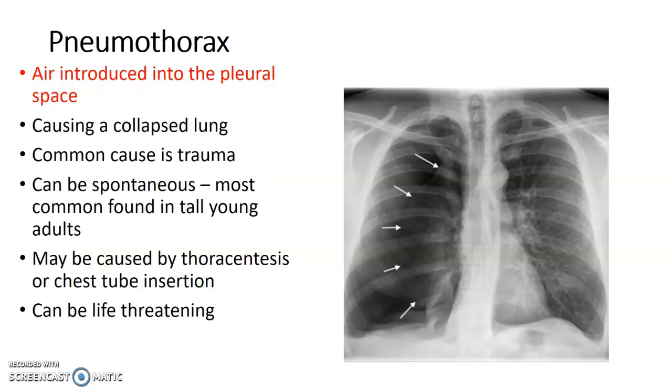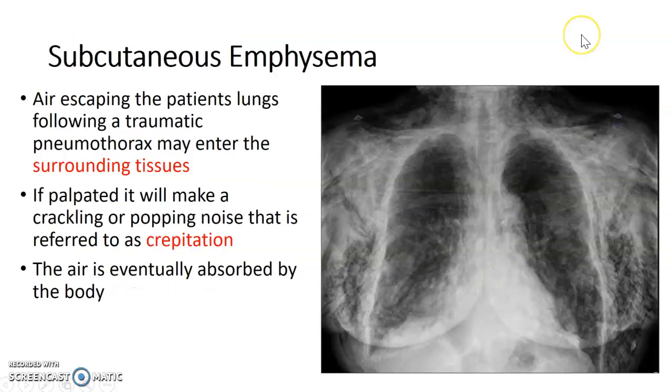It can be spontaneous. Some young adults that are tall or have a quick growth spurt have been known to have spontaneous pneumothorax, or it can be for absolutely no reason whatsoever. And then sometimes when they're doing something called a thoracentesis, usually over in CAT scan department, or a chest tube insertion, they can actually cause a pneumothorax. It can be life-threatening depending on the size and how quickly it develops.